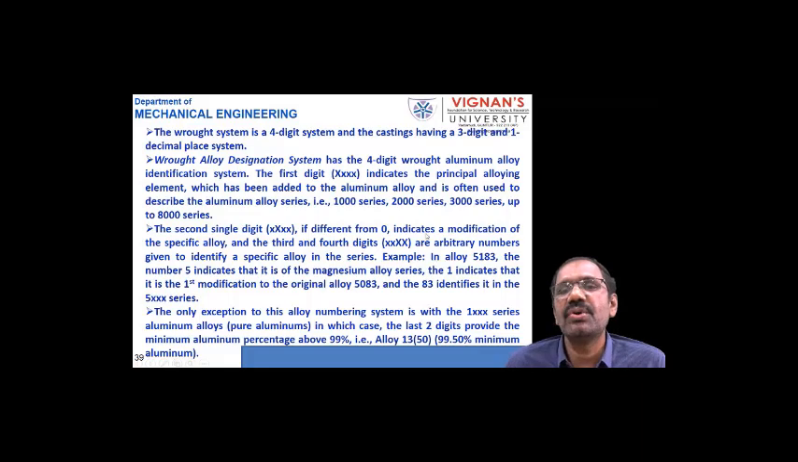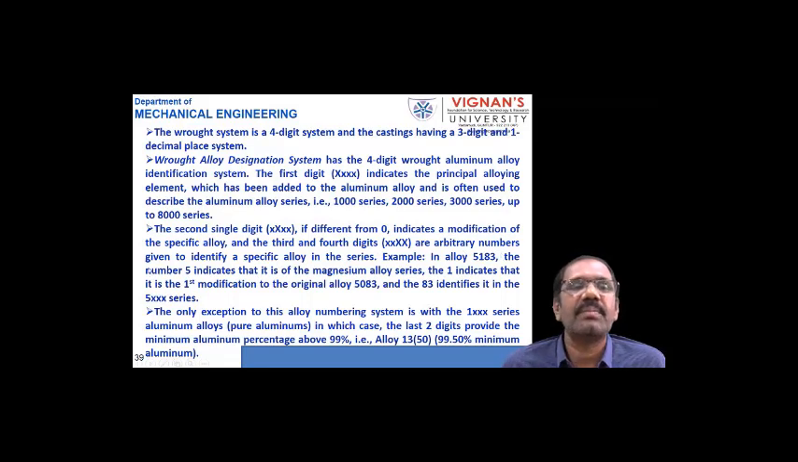If the second digit is 0, that indicates no modification of the specific alloy. If it is 1, it has been modified once. If it is 2, it has been modified twice. Right? So next are the third and fourth digits.